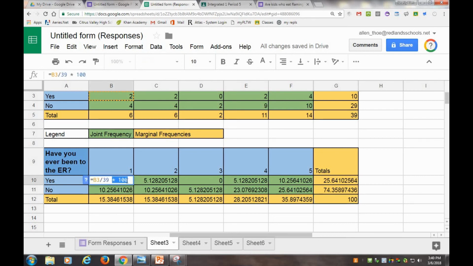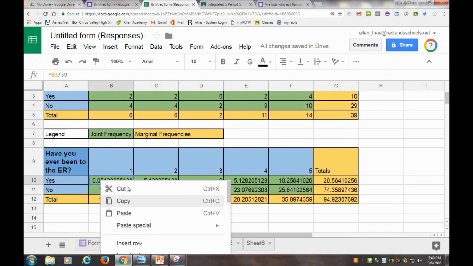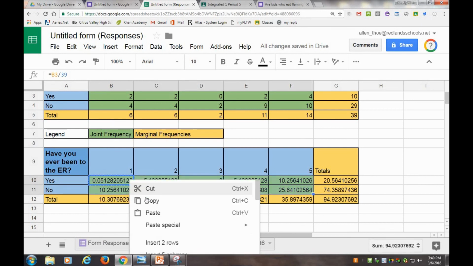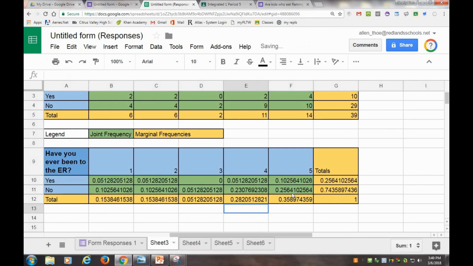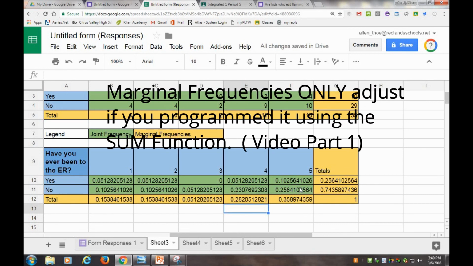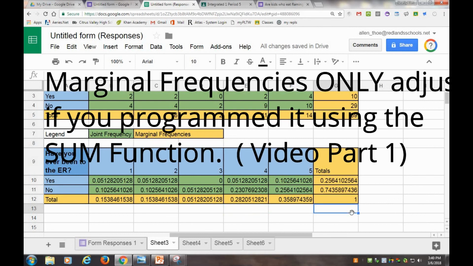If you don't like that, if you just want to do it in the decimal form, you just delete that. But understand, once you modify that, you've got to modify all of the table. So you got to copy the formula, paste it to all the joint frequencies. The marginal frequencies are always going to readjust, so we never have to worry about those.